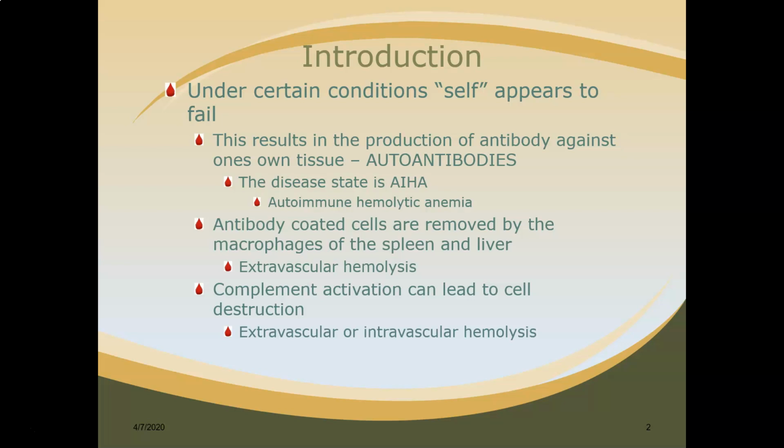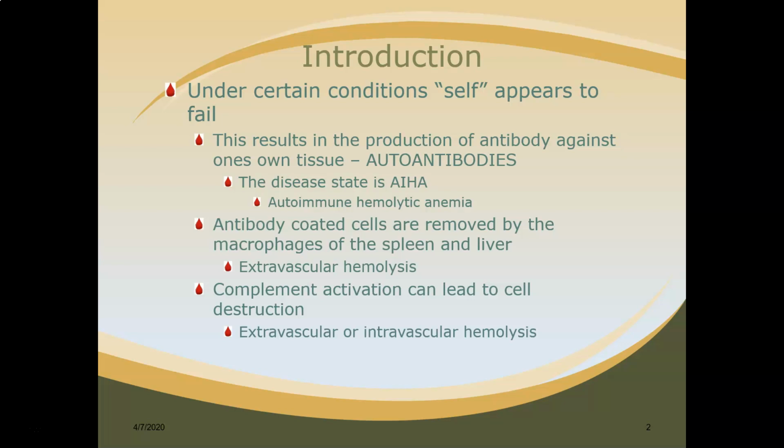So as these antibody-coated cells go through the spleen and, to a lesser degree, the liver, the Fc receptor on the macrophages that line the passages in those organs are going to bind with the Fc portion of the antibody that's sticking off the end of the cell, and it's going to pull those cells out of circulation and destroy them through extravascular hemolysis.